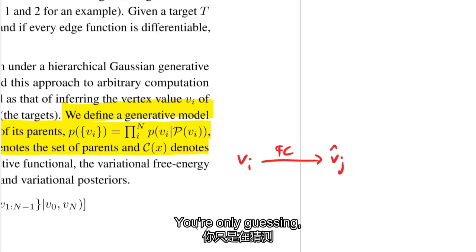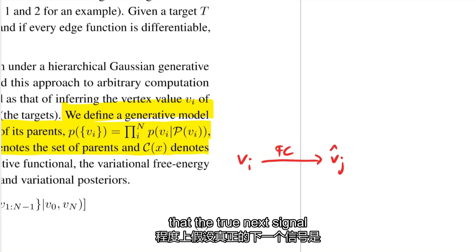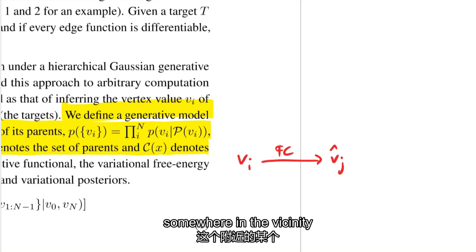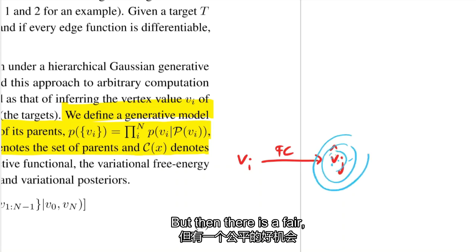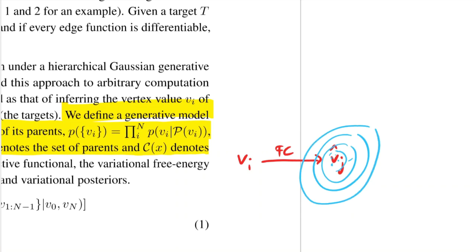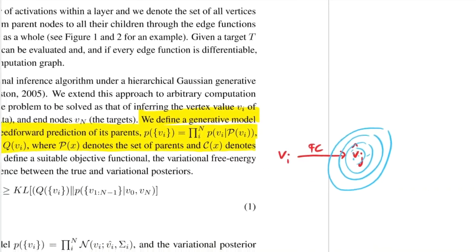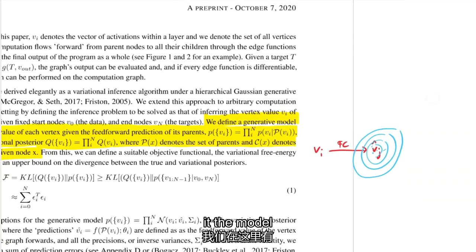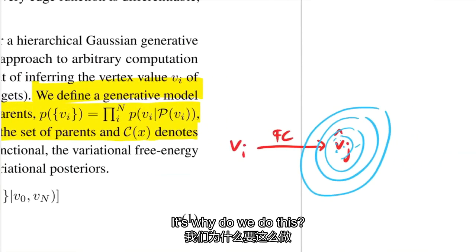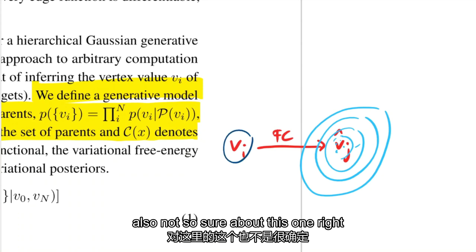You're only guessing. You're assuming that the true next signal is somewhere in the vicinity of this. So what you do is you assume this is a Gaussian with the mean that you predicted, but then there is a good chance it's somewhere around here. So you guess the next layer's signal by forward propagating your own signal, and you're not directly computing it, okay? And why do we do this? We do this because we're also not so sure about this one right here, okay?